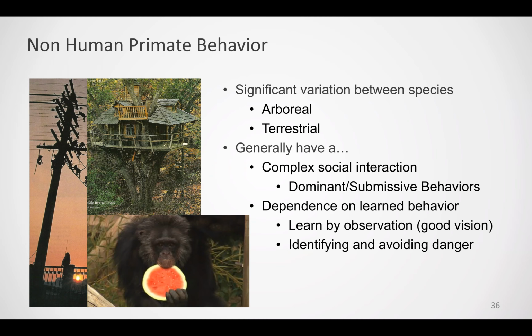They do have very complex social interactions in their groups. So there'll be dominant and submissive behaviors that are normal for these animals, depending on where they are in the hierarchy. And they do have a dependence on learned behavior. So they learn by observation. Remember, primates like us, they have good vision. So that's the way they identify and avoid danger.